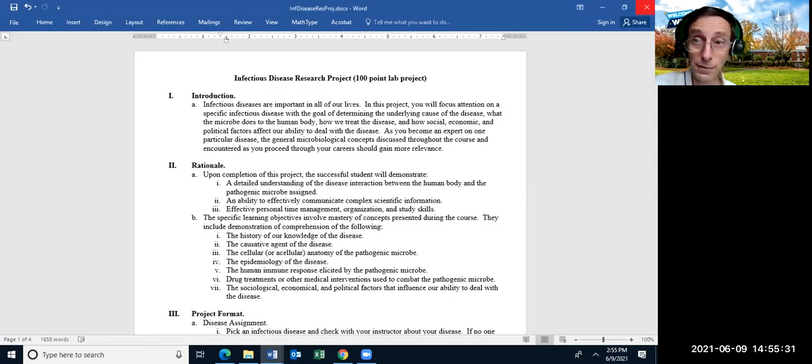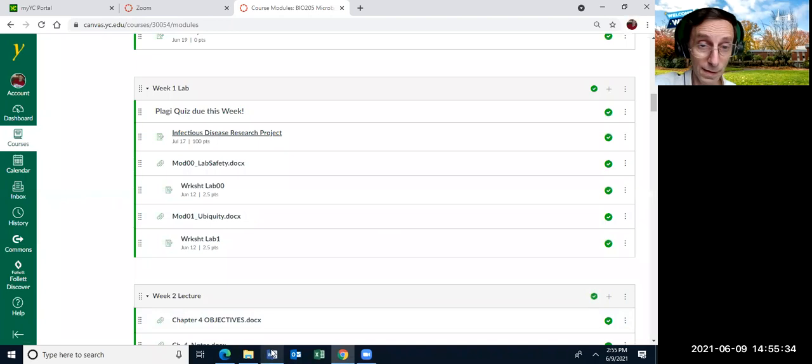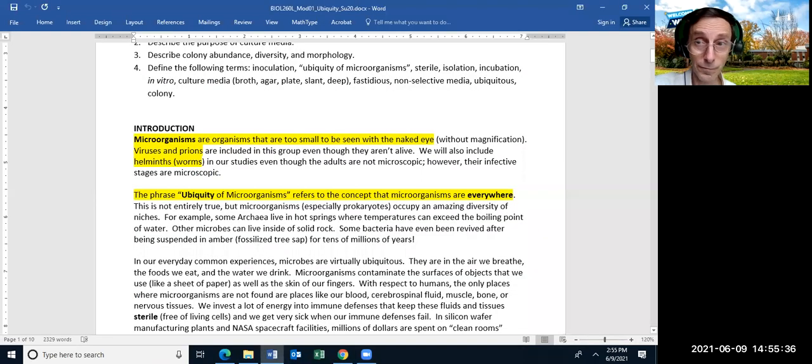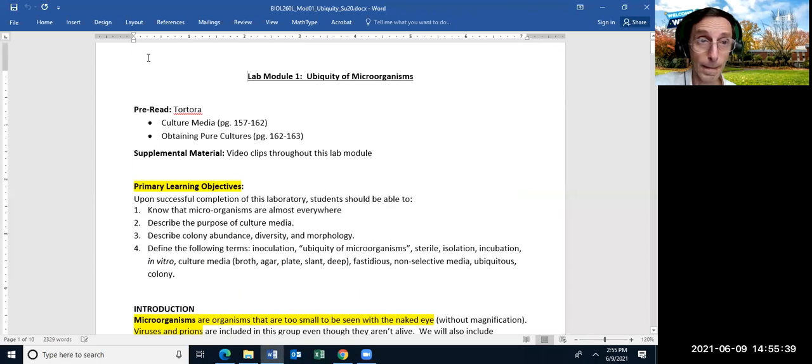All right, I'm going to close that down, and now we're going to talk about Lab 1. So there's some pre-reading you should do before you do Lab Module 1, the ubiquity of microorganisms. The primary learning objectives upon successful completion of the lab, you should be able to know that microorganisms are almost everywhere. You should be able to describe the purpose of culture media. You should be able to describe colony abundance, diversity, and morphology.